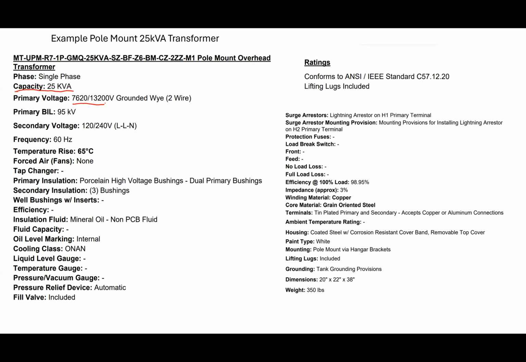7620/13,200 volts. And the secondary side voltage is 120/240. Okay. So what does that mean there when it says 7620/13,200? What do you think that is if I try to, what number relates 120 and 240? You understand what number relates those two? How do I get from 120 to 240? Multiply by 2. Yeah. How do I get from 13,200 to 7620? Harder question.